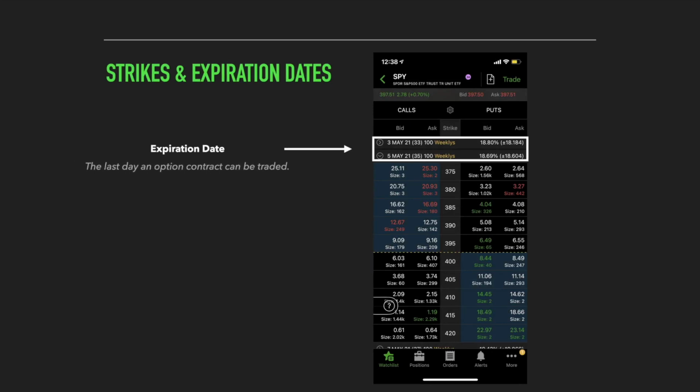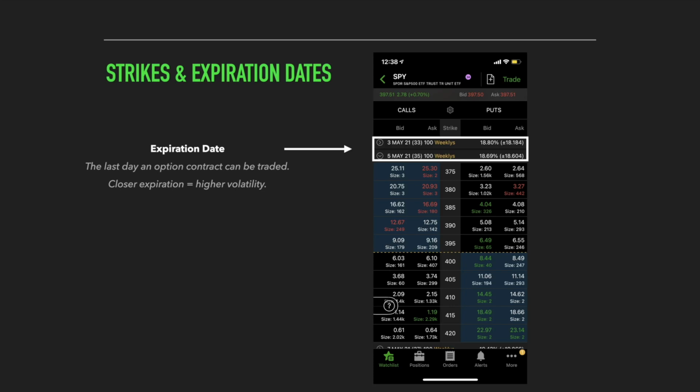Simply put, the expiration date is the last day that the option contract can be traded. And the reason this is very important when you're choosing your option contract is because the closer the expiration date, the more volatility that option contract is going to have. So in other words, if you're trading an option contract that expires in maybe just a few days, there's going to be a lot more volatility, and because of that, it's going to be a much higher risk, higher reward trade than an option contract that is expiring in 3 months.